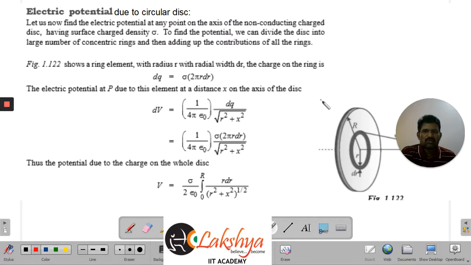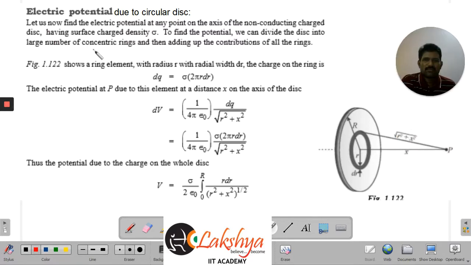And so now let us see here. Let us now find the potential at any point on the axis of a non-conducting charged disk having the surface charge density sigma. To find the potential, we can divide the disk into a large number of concentric rings.